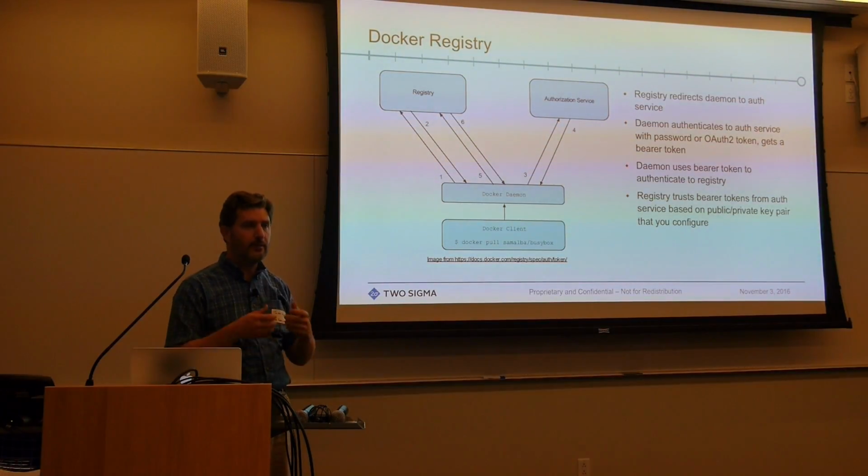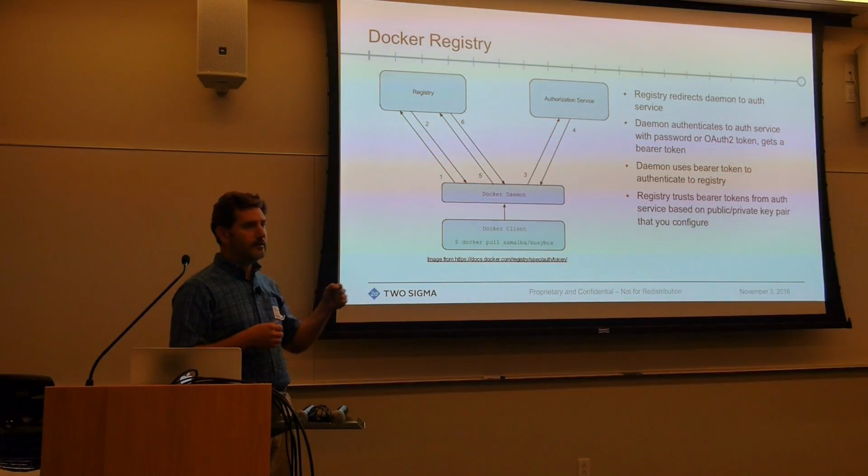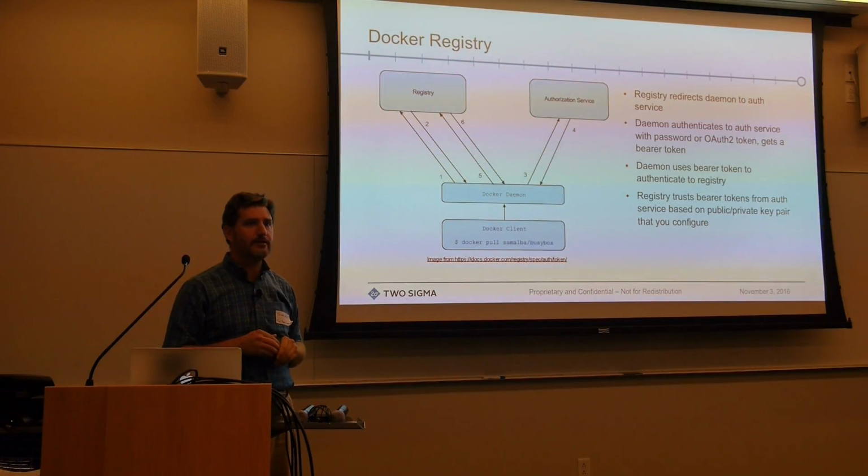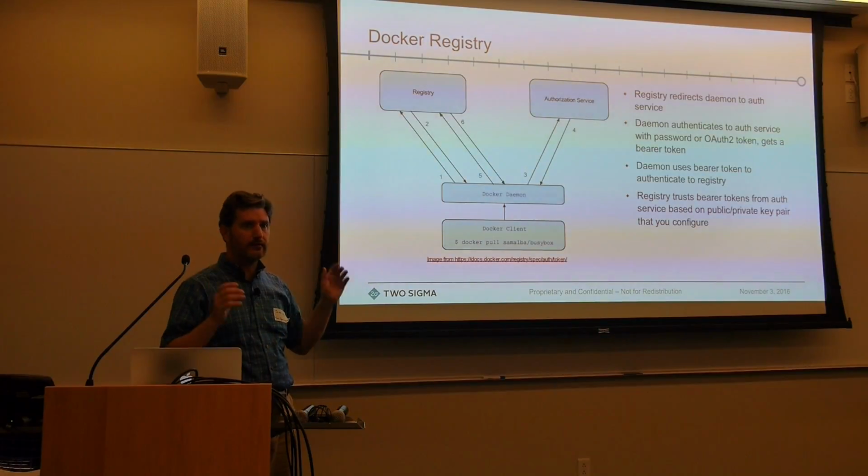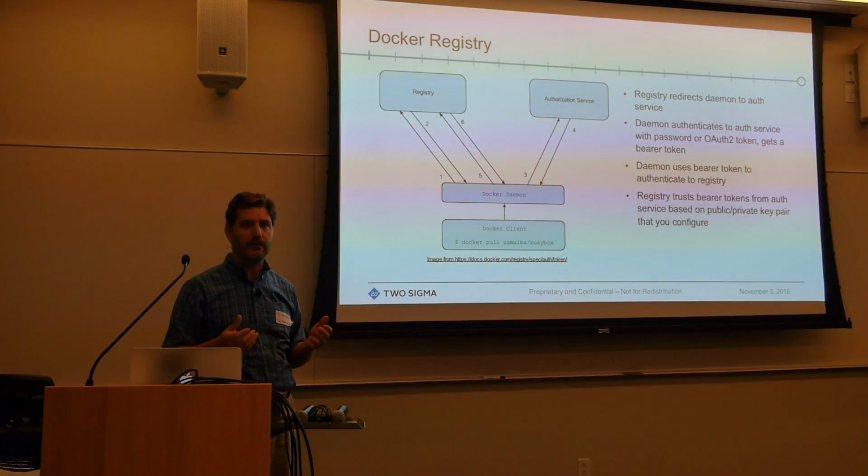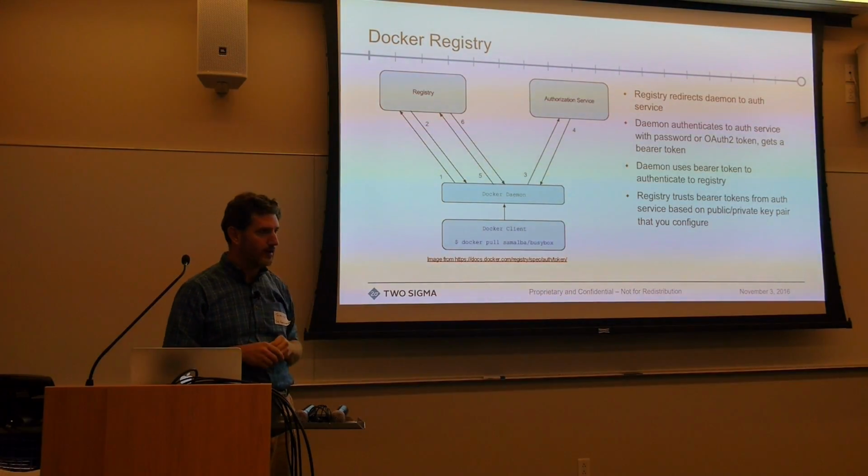That's step 4. So you get back this token. The Docker daemon gets back this token. It then sends it, step 5, back to the registry. The registry looks and says, did the authorization service allow what you want? If so, then success. Step 6, you get, in this case, your image that you're pulling back.